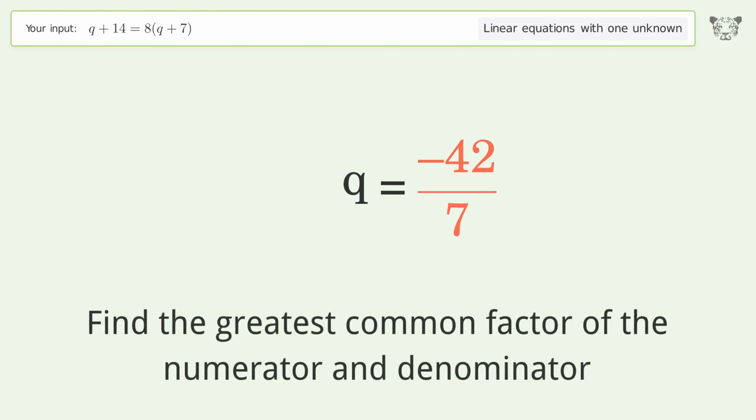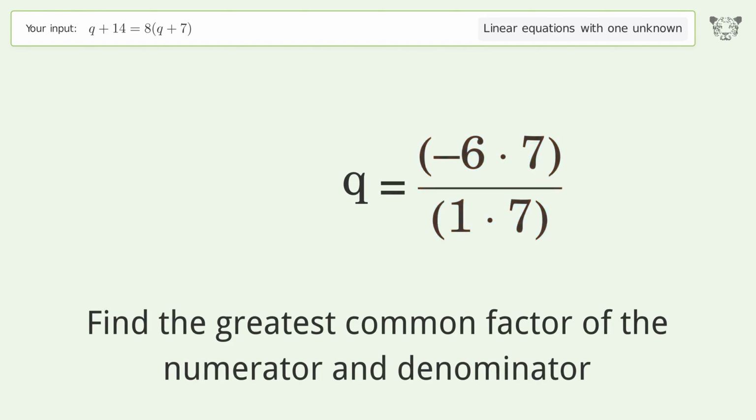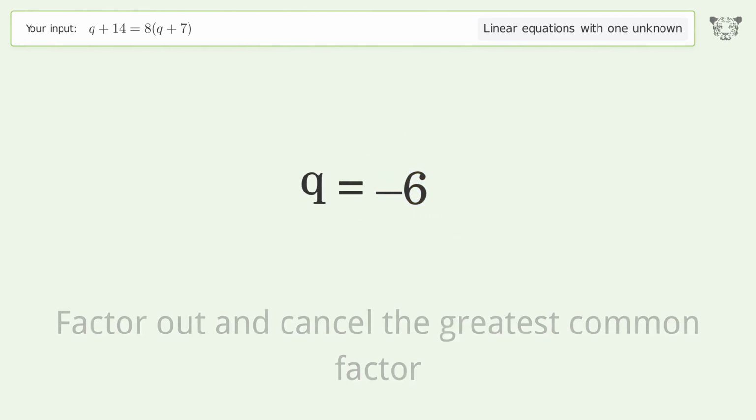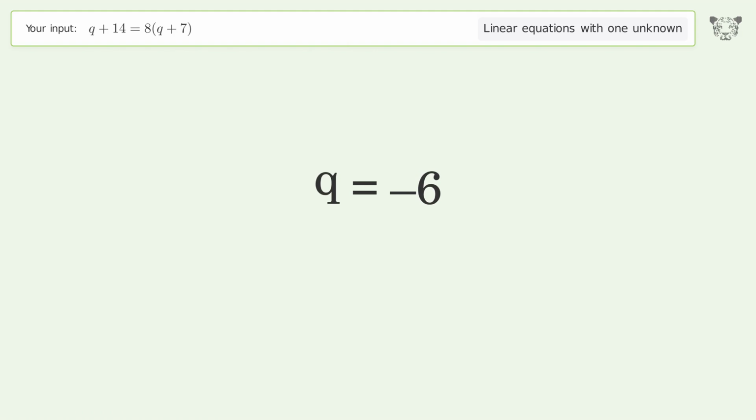Find the greatest common factor of the numerator and denominator. Factor out and cancel the greatest common factor. And so the final result is q equals -6.